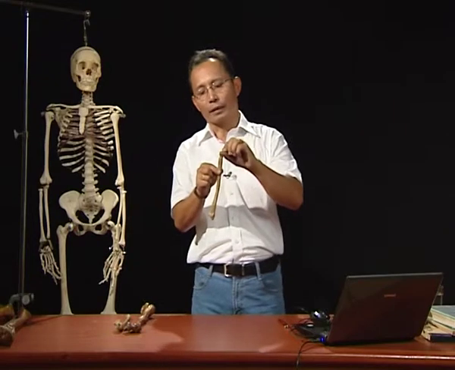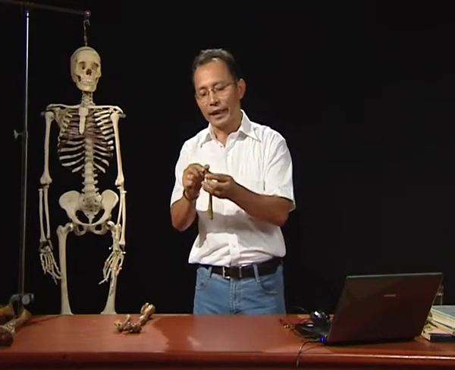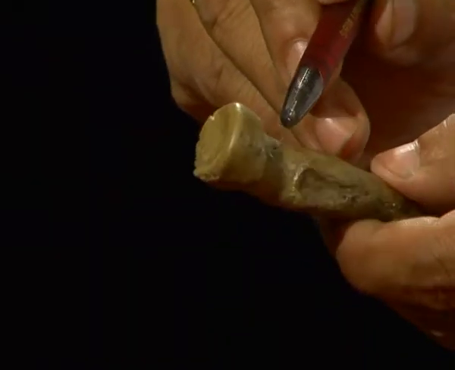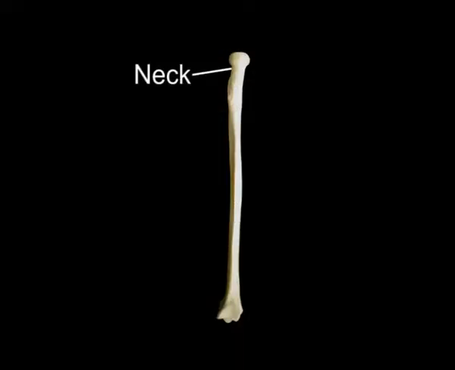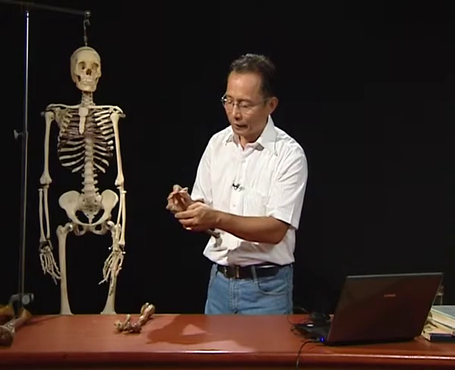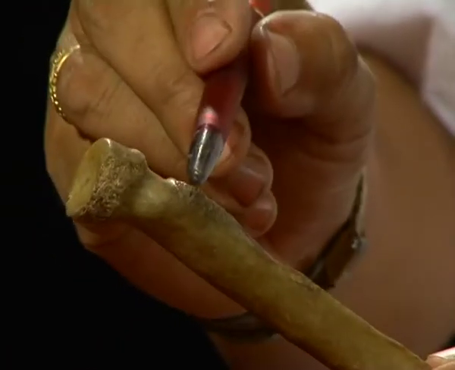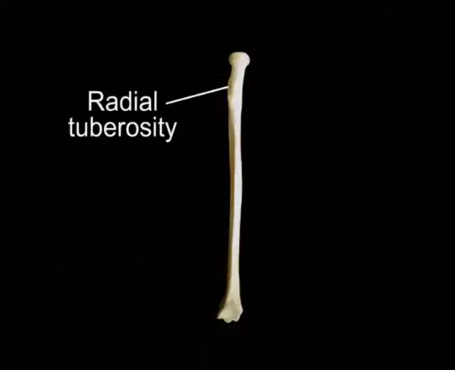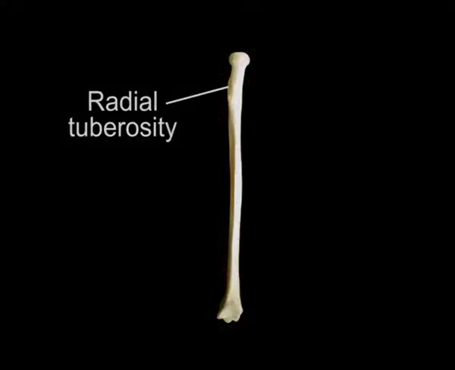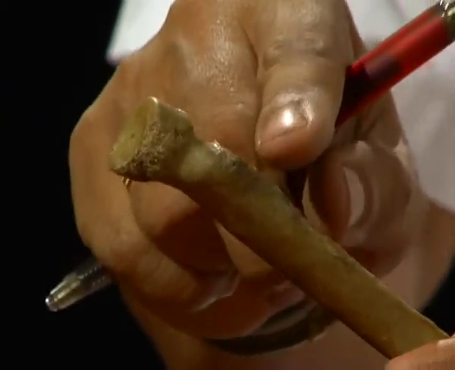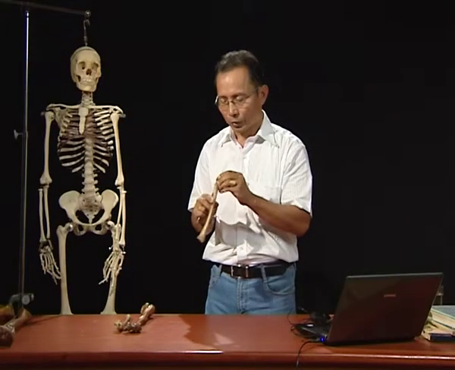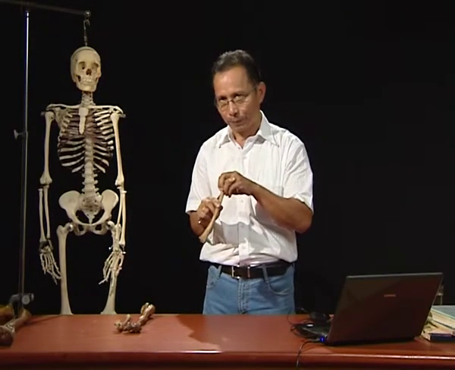Just below the head there is a constriction. You see, there is a constriction. This is the constriction. See, this is called neck. Below the neck there is a tuberosity. This tuberosity is called radial tuberosity. This radial tuberosity is located medially. So this is the upper extremity.